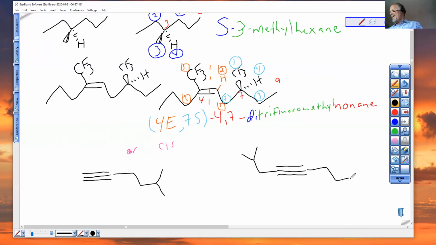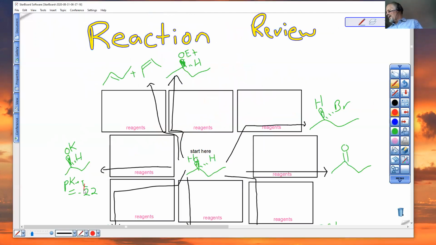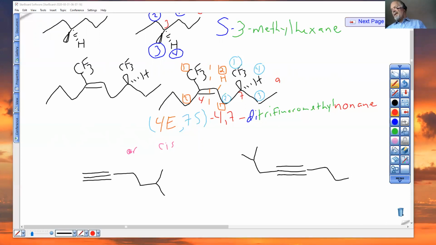All right, the alkyne's the most important. Whoa, I hit a button. Alkyne 3, 4, 5, and 6. This is 5-methyl. It's atrocious writing. Got to work on that.